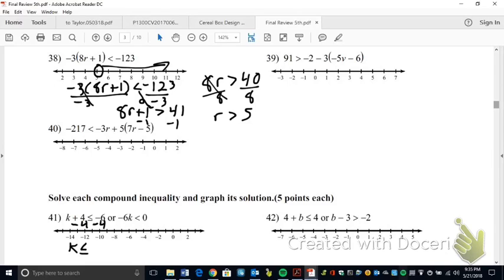So now what I was talking about, 41, we're just going to treat this like 2 separate equations. We get k is less than or equal to 10, graph that, divide by a -6. Now again, we divide by a -6, so that means we're going to flip the sign. So instead of k is less than 0, we get k is greater than 0.